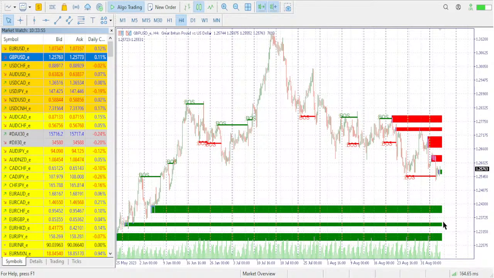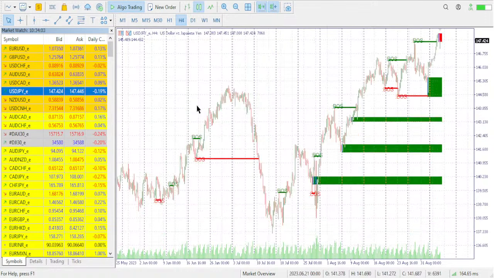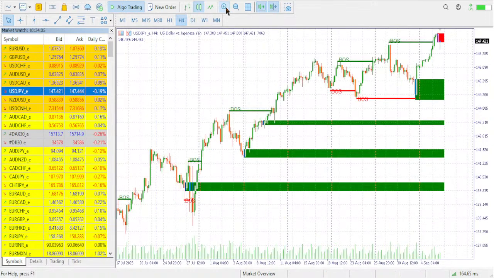So just expect a rebound from these green zones to pick buy positions, or a rebound from these red zones to pick sell positions.